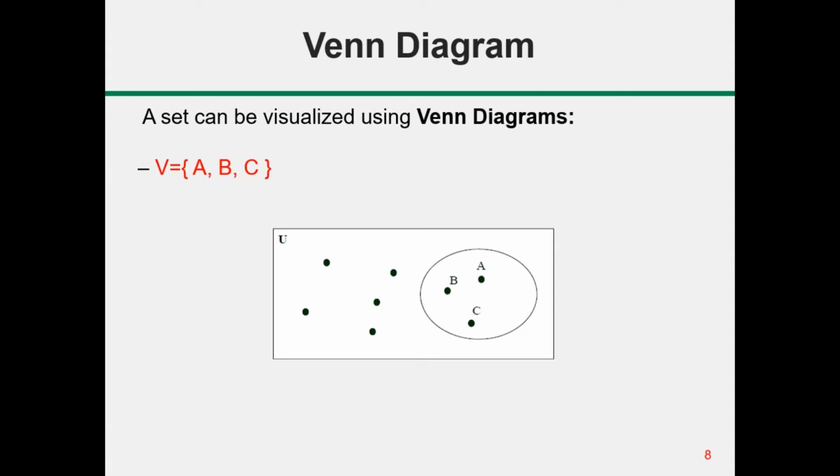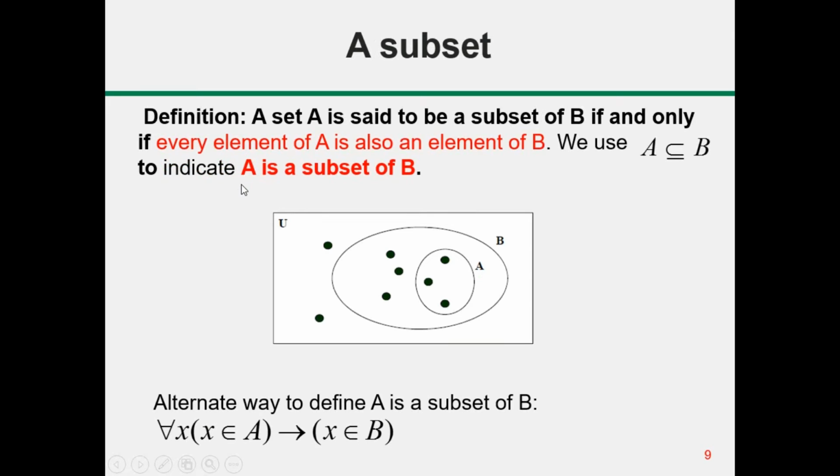And Venn diagram. A set can be visualized using Venn diagrams, and we can write V equals {A, B}. So there is a Venn diagram, it's the universal set, there are some dots, and A, B, C are inside the diagram, so we can say V equals {A, B, C}.